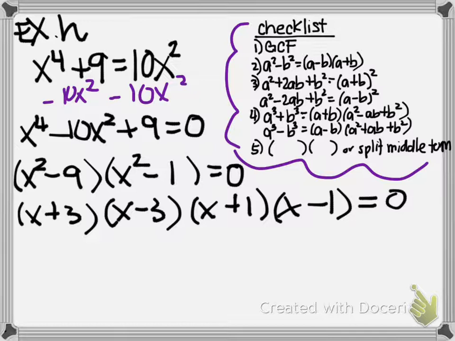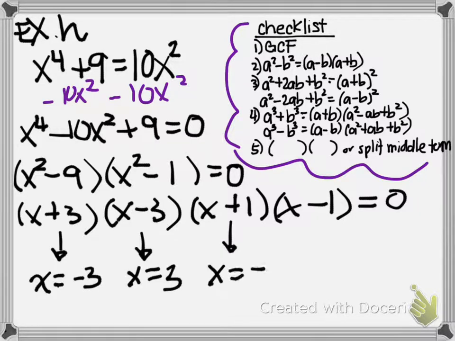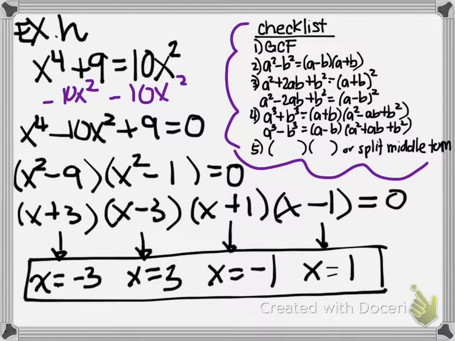And from here, we're just using the zero property, where we look for a number in each factor that makes it equal to 0. If we do that, the first one gives negative 3, then 3, negative 1, and 1. These would be the 4 answers that you have. Remember, at the beginning of the equation, your degree will indicate how many answers you should have. And remember, your answers can be either real or imaginary.